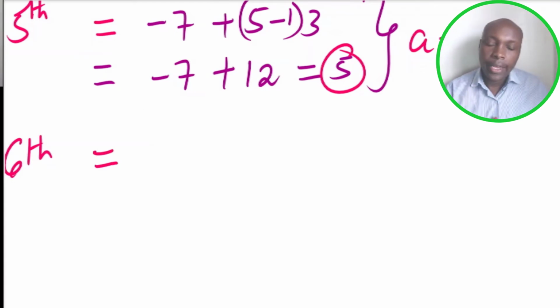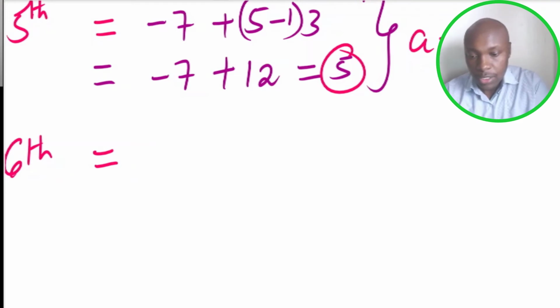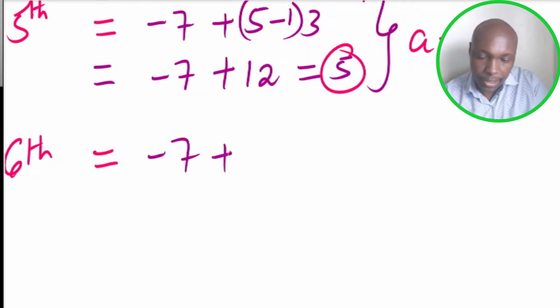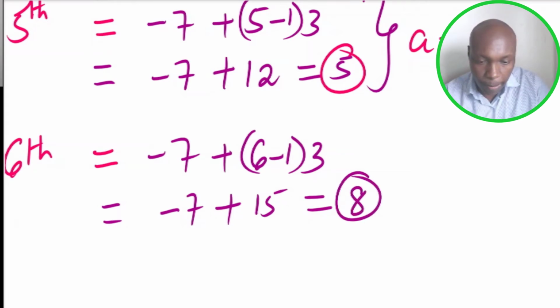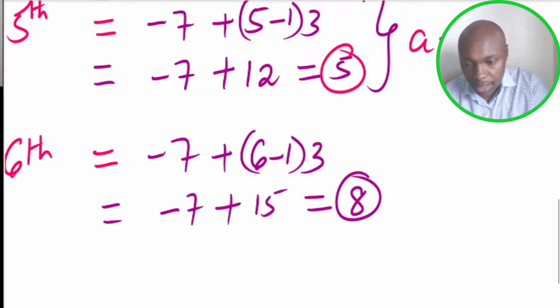Let's go to the last one, which is the sixth term. In the sixth term, n will be substituted by 6. So we have a, which is -7, plus n minus 1. n in this case is 6, subtract 1, multiply by d, which is 3. So this will give -7 plus, this is 5 times 3, which is 15. And this will give -7 plus 15 will give 8. So 8 is the sixth term.